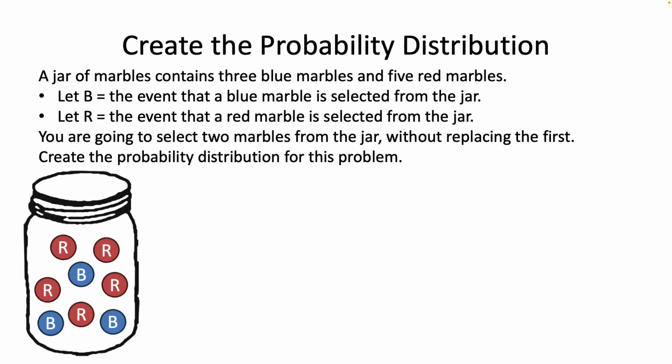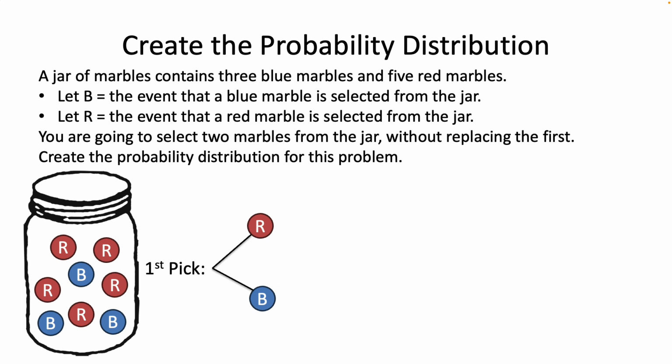So here we have our jar of marbles. There are 5 red marbles and 3 blue marbles. So for our first pick, we could either pick a red marble or a blue marble. Now let's stop here and just think about the probability of selecting a red marble on our first try or a blue marble on our first try.